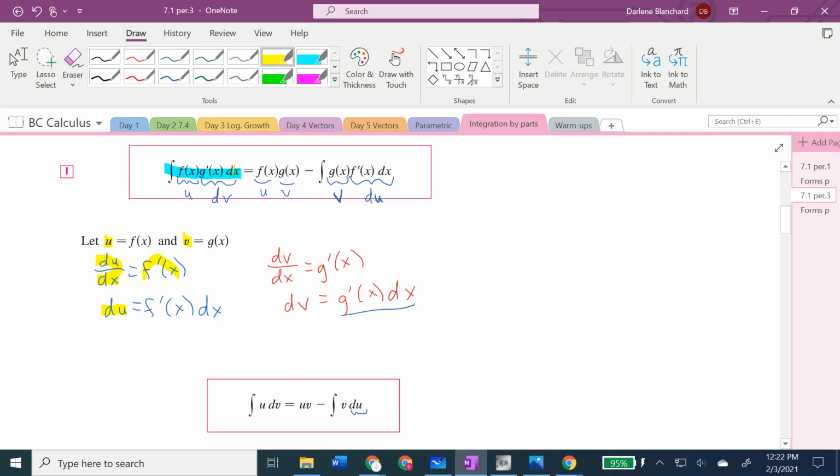dx absolutely has to be part of what your dv equals. On top of that, it's going to be multiplied by a function. Sometimes that function g prime, the only thing it is sometimes is the number 1. Sometimes.